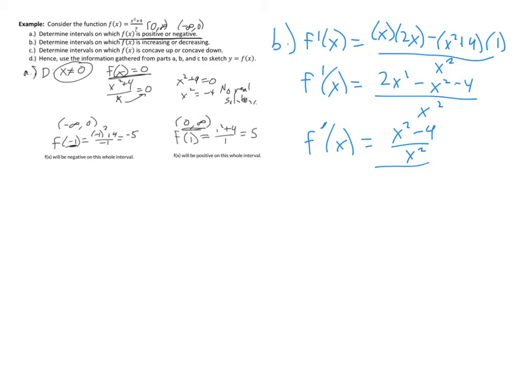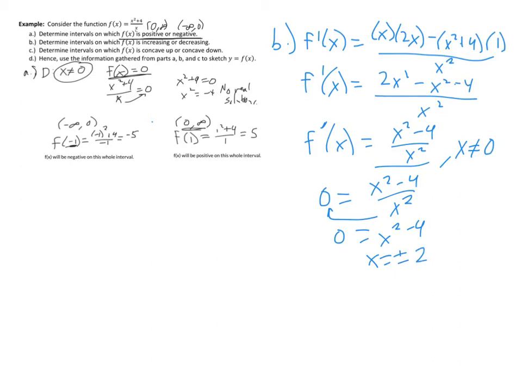Is there anywhere that this derivative is not defined? Yeah, it's not defined. X can't be 0, just like before. Is it possible that this derivative is equal to 0? Well, yeah, if I wanted to look at where this thing was 0, I'd multiply the x squared over. I'd get 0 equals x squared minus 4, and this is going to have solutions plus or minus 2. So now using our method from the previous slide, I've got 3 values that I need to use for intervals here. I've got 0, positive 2, and negative 2.